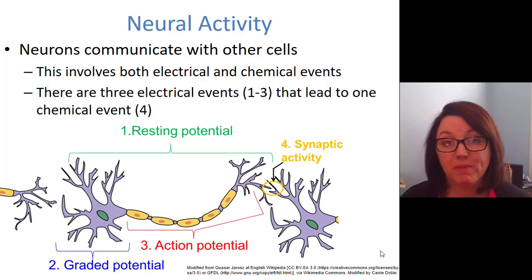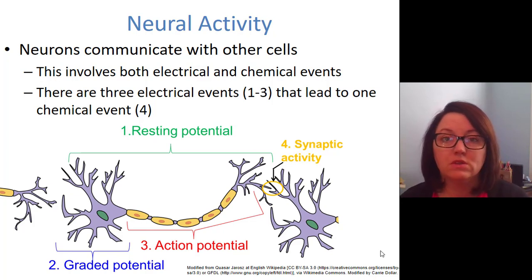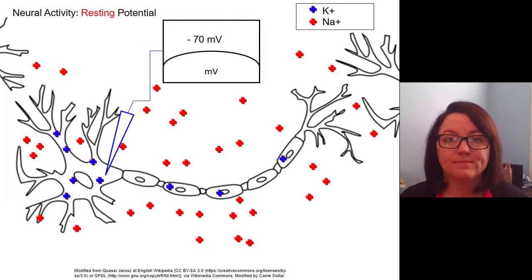So now let's take a look at the basics of neural activity. So don't forget, neural activity is just a neuron communicating with another cell. And there's electrical events and chemical events. So there's going to be three main electrical events that need to occur during neural activity that lead to one chemical event, right? Resting potential, graded potentials, and action potentials are all electrical events that lead to synaptic activity, which will be our chemical event.